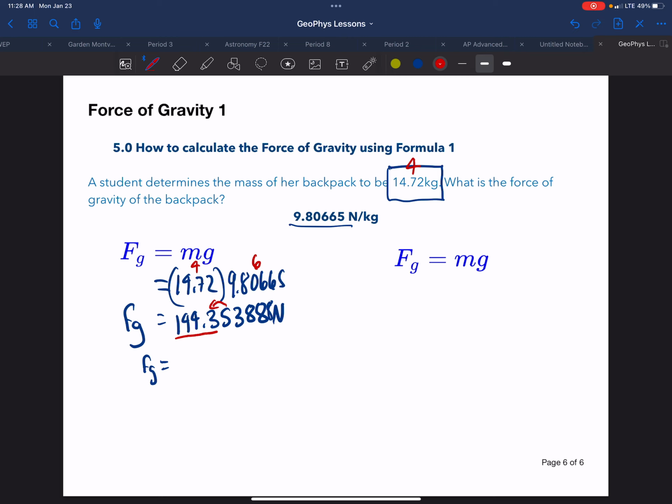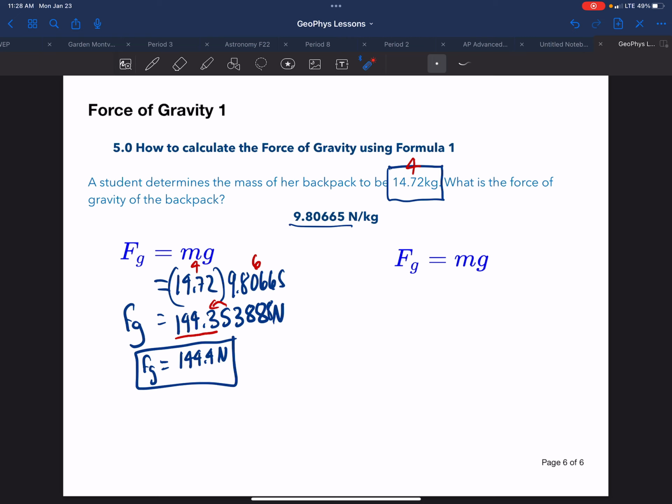So we can report 144.4 newtons is our final answer. 4 digits we were given, 6 digits in the constant, we end up with 144.4. So you notice the number of digits that we are reporting is limited by this number 4. We never want our constant to be the one that limits the number of digits.